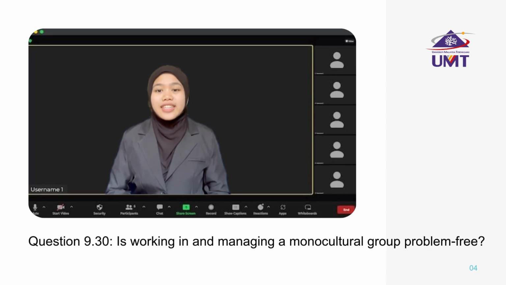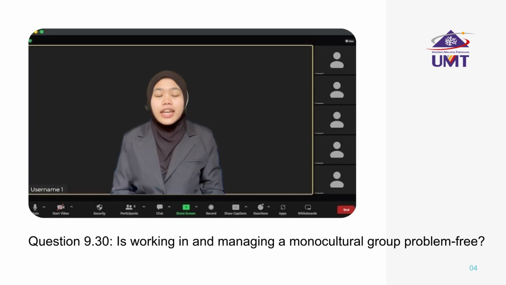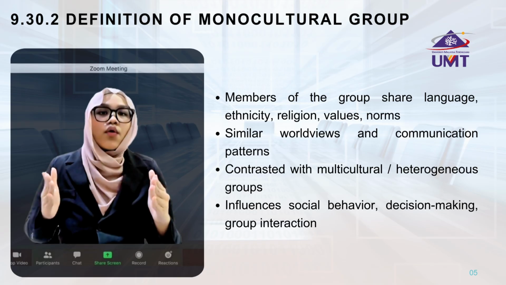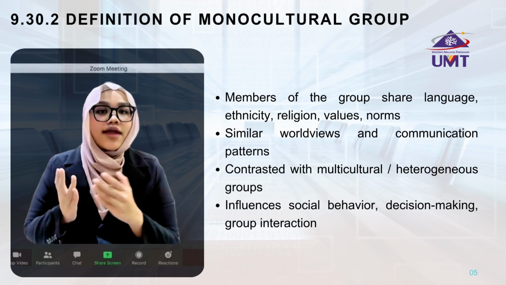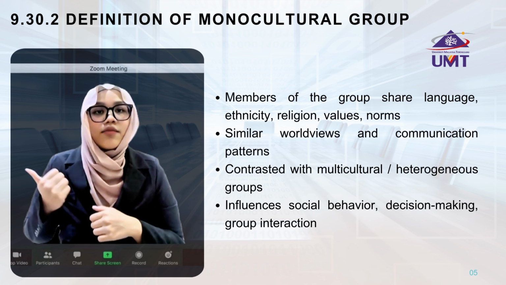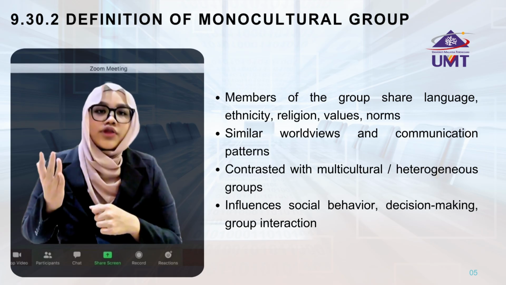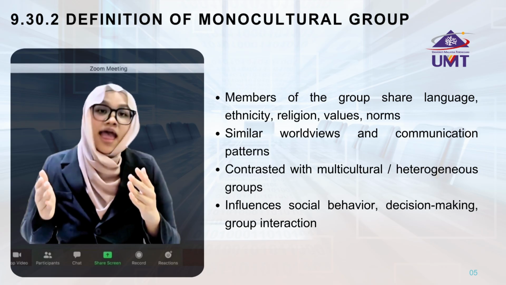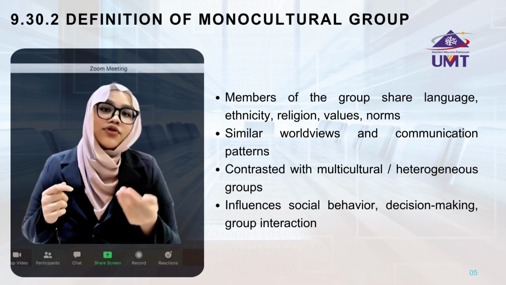Thank you, Izzati, for that introduction. Now that we understand the general concept of monoculture, could you further explain what a monocultural group is and how it differs from multicultural group? So, what is monocultural groups? It's a group where members shares a high degree of cultural uniformity, including common language, ethnicity, religion, values, and social norms. Members usually have similar worldviews, communication patterns, and follow the same cultural norms.